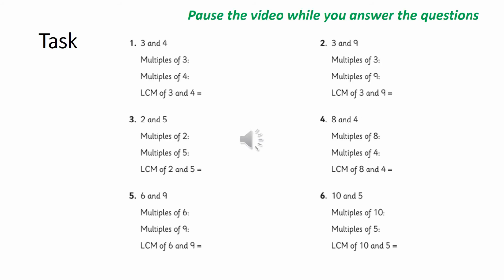So it's your turn to have a go. For example, the first one, 3 and 4. You can write out the multiples of 3, don't go above 10 times 3, write out the multiples of 4 and see if you can find the lowest common multiple. LCM stands obviously for lowest common multiple. Pause the video while you have a go at these questions.